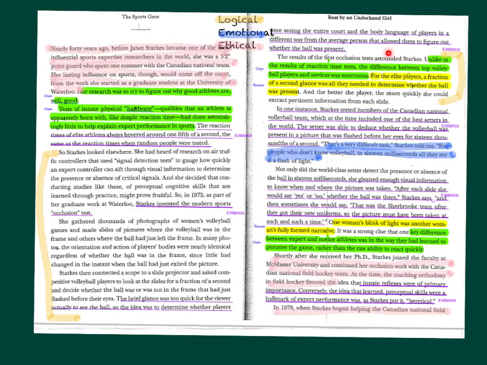Lastly, I found a few examples of an ethical appeal. I highlighted them in pink. Here at the beginning, we get all of Janet Stark's credentials, where she went to school, what her background is in sports, and down here we see some more of that information. We see that she began helping the Canadian national field hockey team. So the author's trying to prove to us that this is someone that we should listen to and we can trust them. They really know what they're talking about.